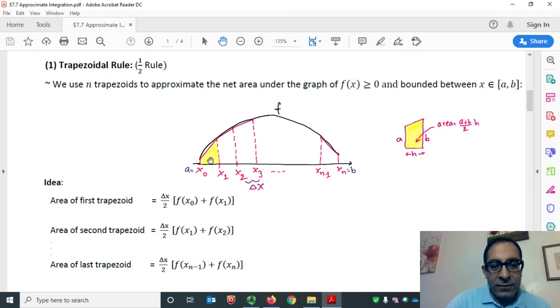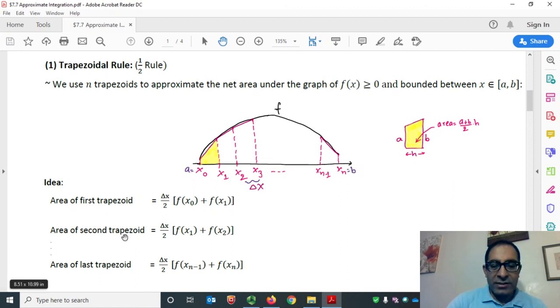So here is the first trapezoid, delta x is the width, then 1/2 is from the formula, and the parallel sides are the height at x0 and the height at x1, which is f(x0) and f(x1). So this gives me the area of the first trapezoid.